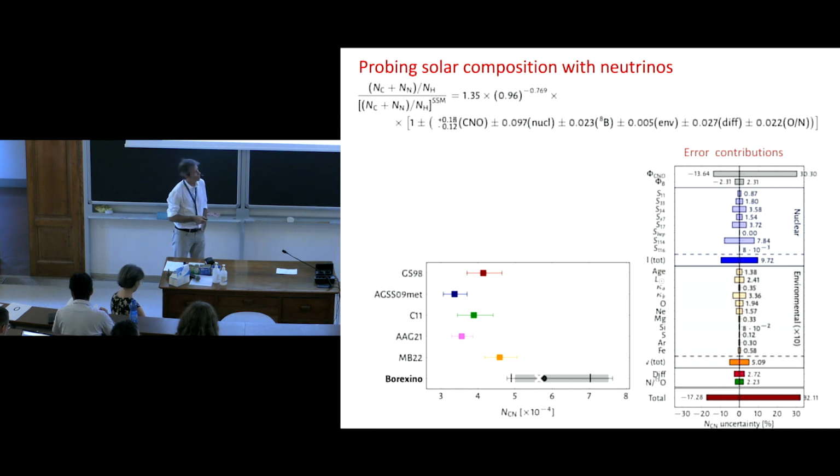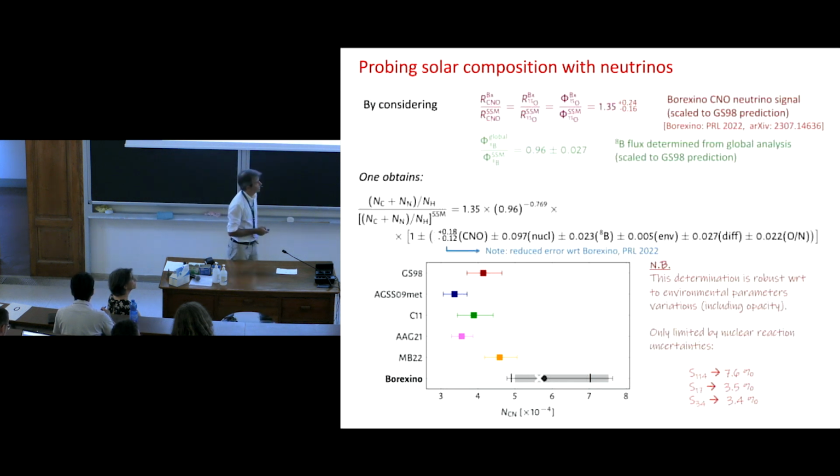This is the same plot, and here there is a discussion of all the contributions to the error budget. Also, these are 1 sigma. This is the 1 sigma error contribution, etc.